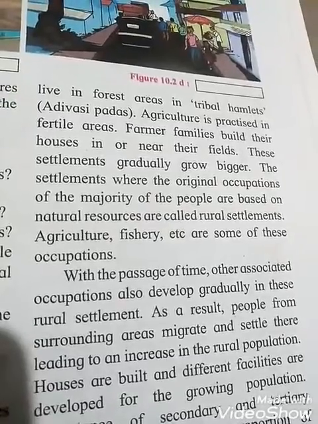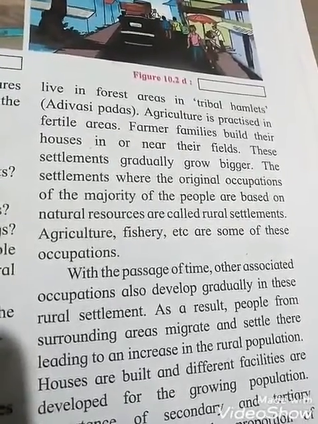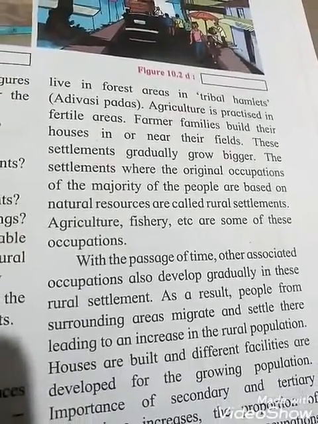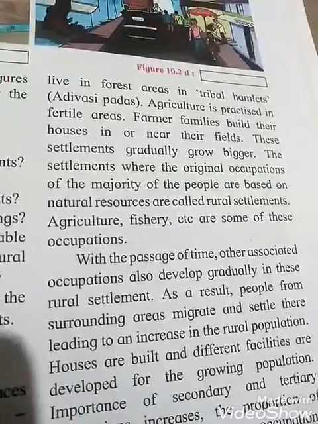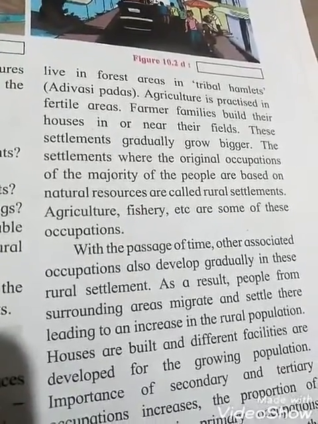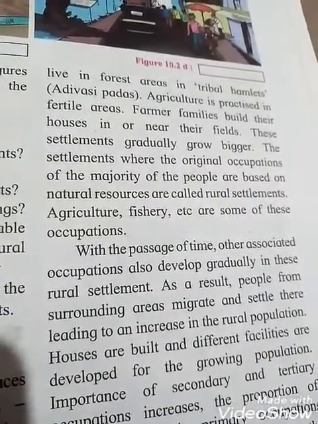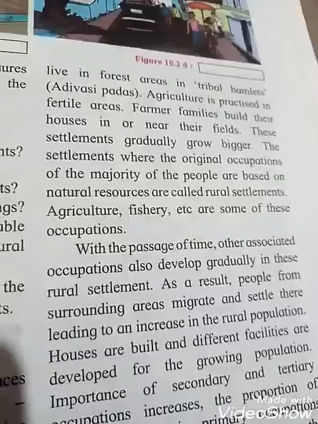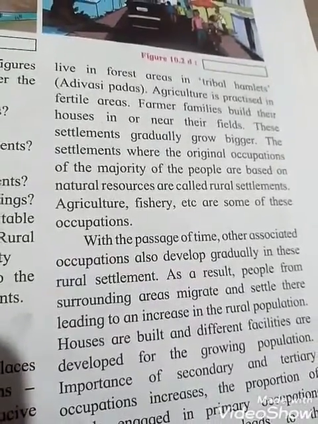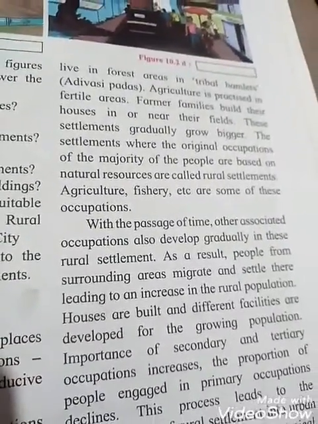And see, students, the farmers can build their houses near their fields. These settlements gradually grow bigger. The settlements where the original occupation of the majority of people is based on natural resources are called rural settlements. See, students, that means the settlements where the original occupations of the majority of people are based on natural resources are called rural settlements. Agriculture, fishery, etc. are some of these occupations.